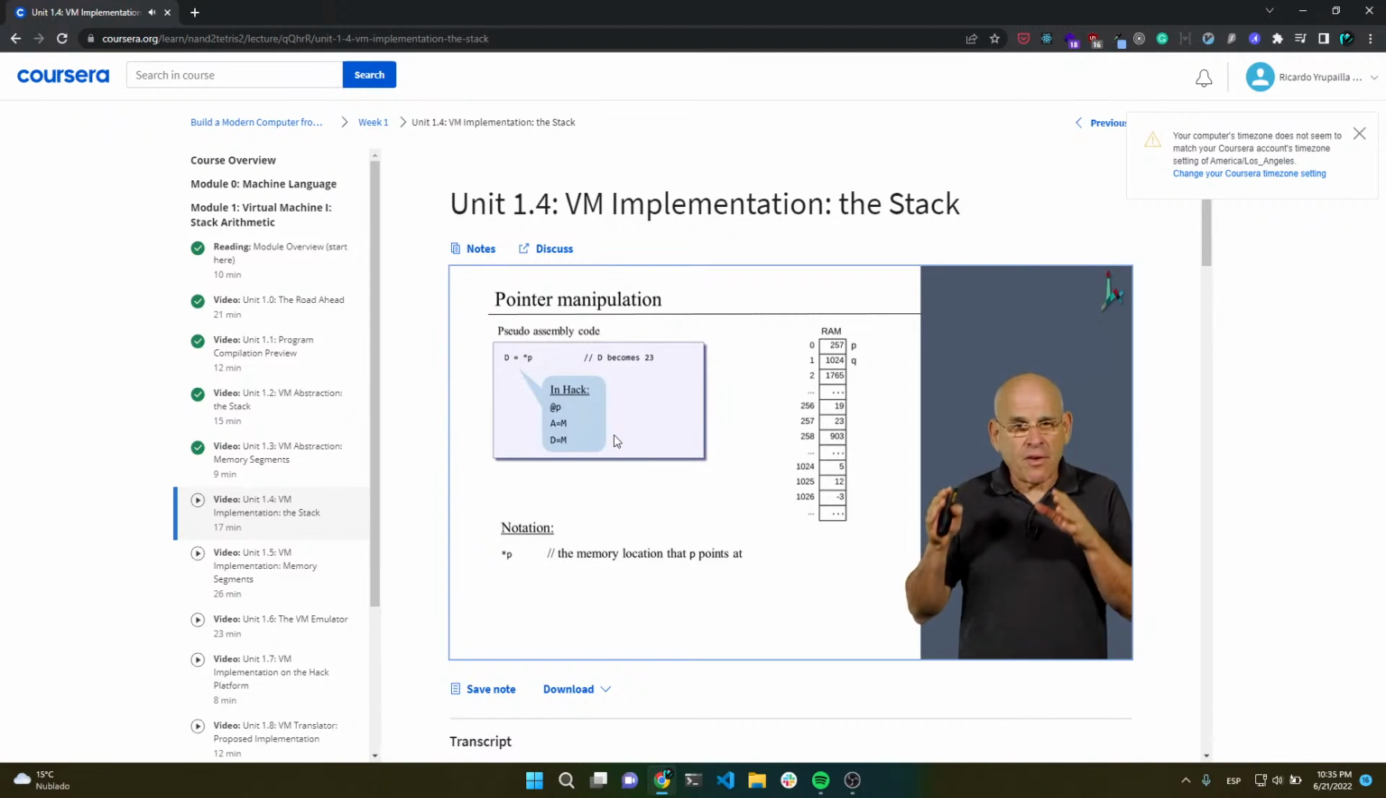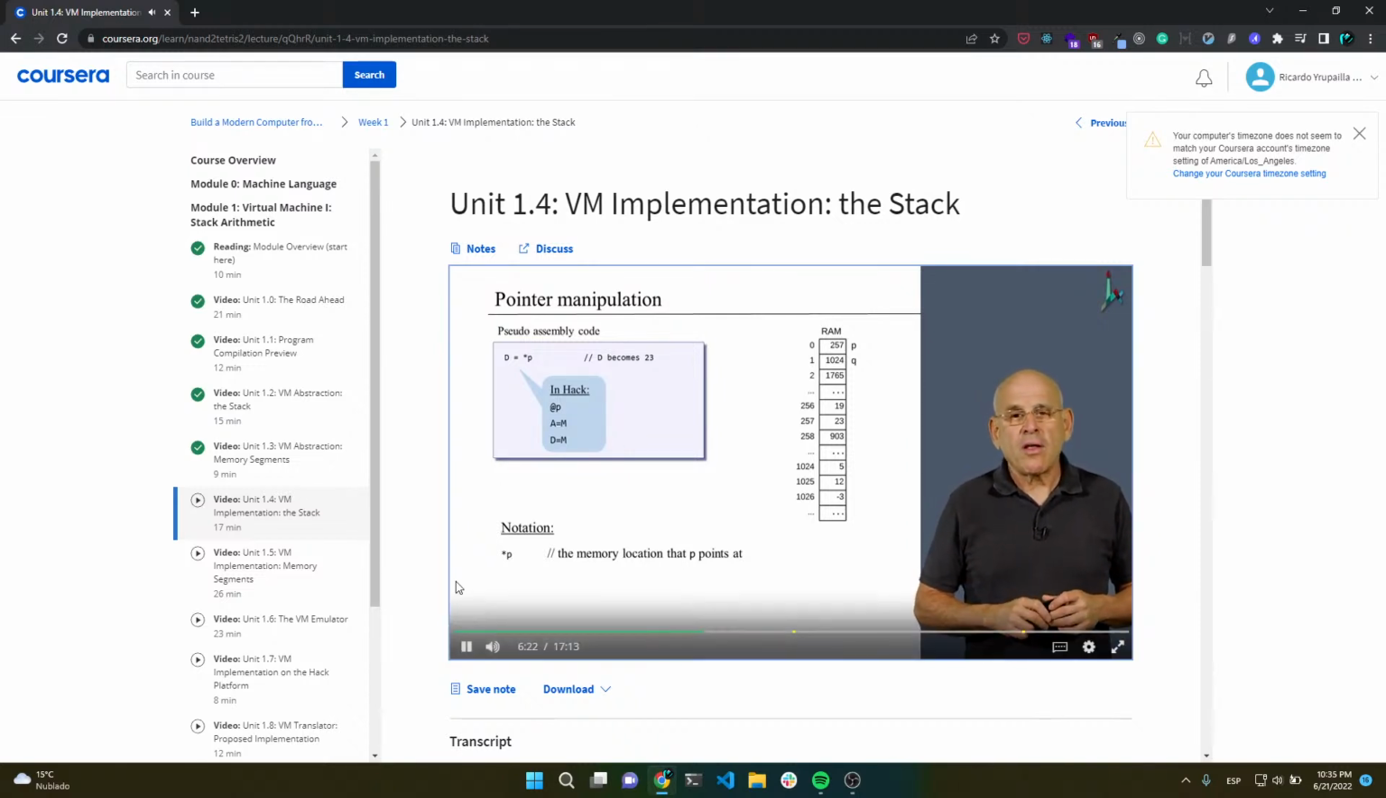Submit it, and only after you understand how to use the Hack assembly language will you be able to follow the next modules and really do them effectively. So assuming that you've done that and you understand the Hack assembly language, let's move on to the next example.